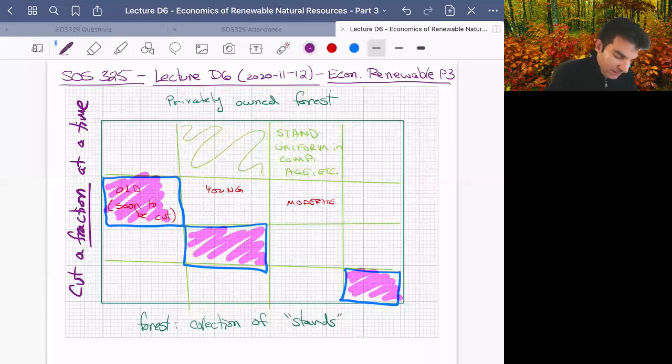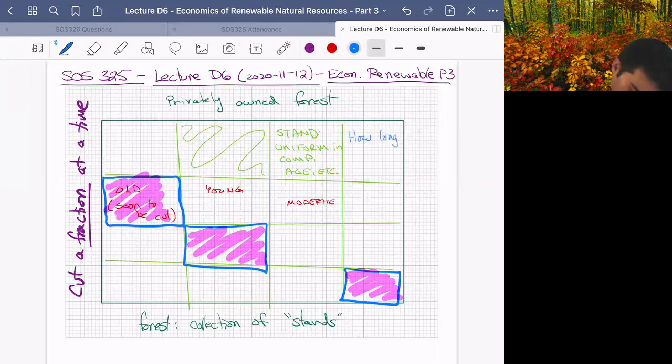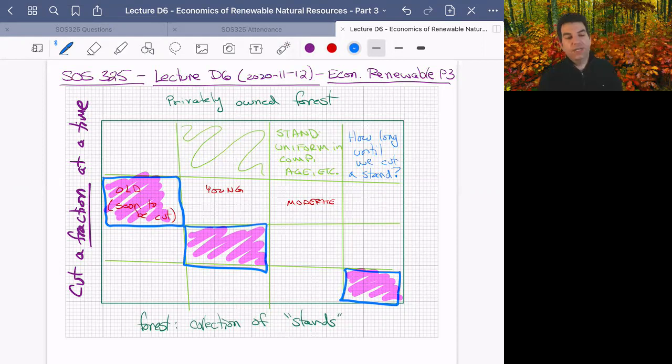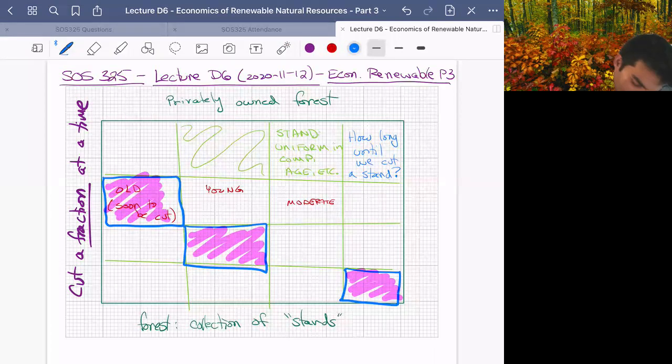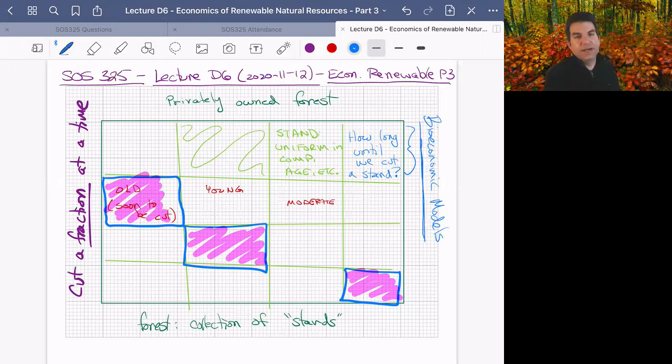So then, the important question is, how long until we cut a stand? And so we are learning graphical ways to depict that. And so this requires bioeconomic models which capture both the dynamics of the biology as well as the economics of things like the time value of money.